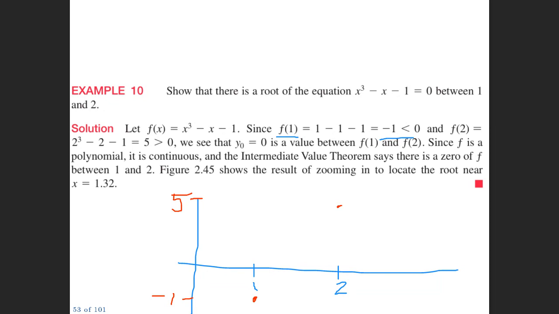And because this is a continuous function, that means we can draw the graph without lifting our pen off the paper. So if I start drawing at 1, minus 1 and finish drawing at 2, 5, my graph, however I draw it, must cross the x-axis somewhere between 1 and 2. In other words, by the intermediate value theorem, somewhere between 1 and 2, the function is equal to 0. It doesn't tell us the value of the root, but it just tells us that the root does exist between 1 and 2.